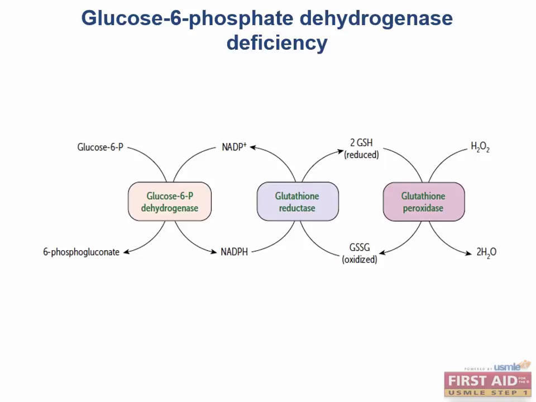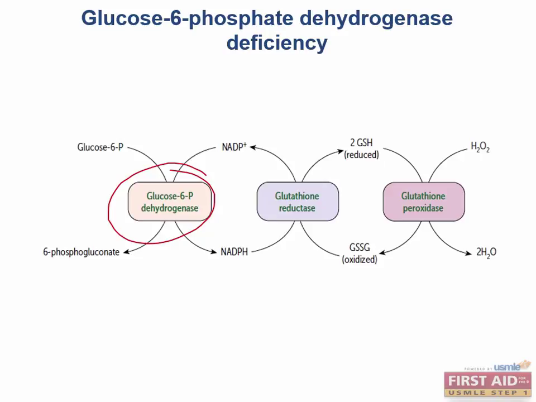We just talked about the HMP shunt. What's the important function of the irreversible oxidative reaction of the HMP shunt? It makes NADPH. The enzyme, glucose 6-phosphate dehydrogenase, is involved in both the HMP shunt and the respiratory burst. It plays a key role in regenerating NADPH.